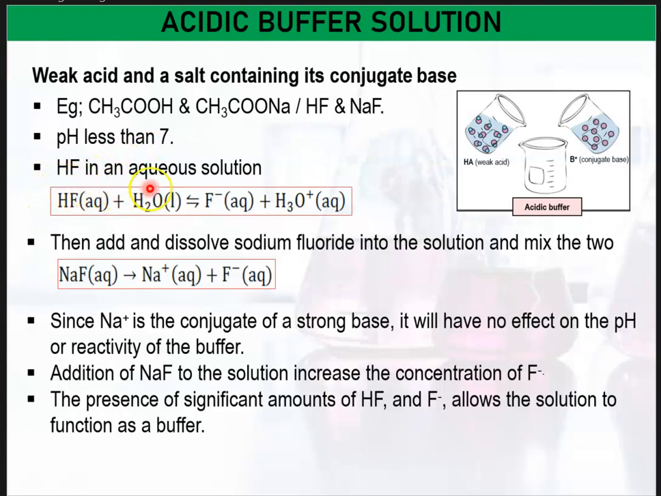Hydrofluoric acid in an aqueous solution, when it dissociates, will not have a full-headed arrow. It has a reversible arrow because it is a weak acid. So this is the reaction for HF, hydrofluoric acid. Then when we add and dissolve sodium fluoride into the solution and mix the two together, we get this one.